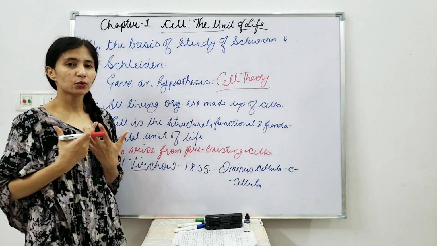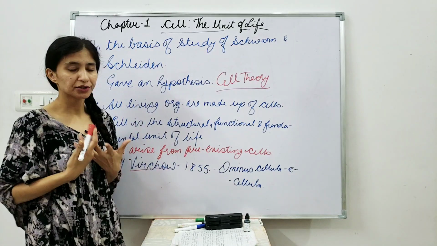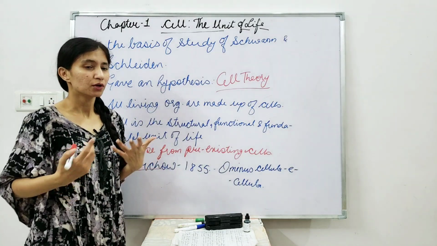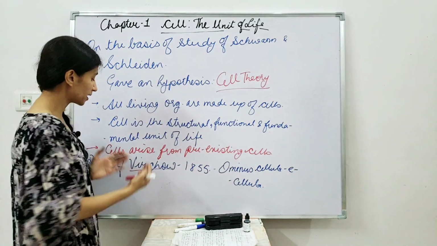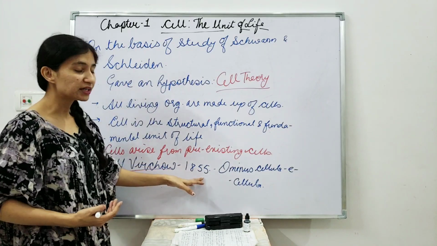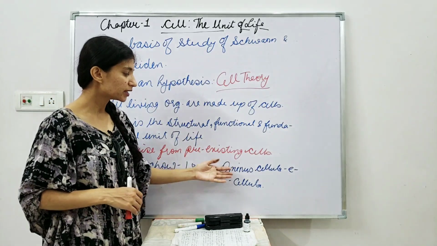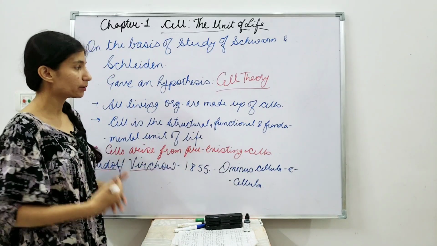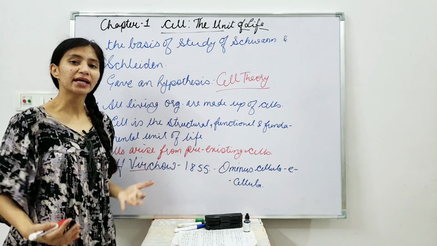Okay, there was a question that was missing out of this whole hypothesis of the cell theory: from where does a cell come from? That question was answered by another scientist, Rudolf Virchow, in the year 1855, and according to his study, he gave a line, omnis cellula e cellula. Omnis cellula e cellula means that cells arise from pre-existing cells.